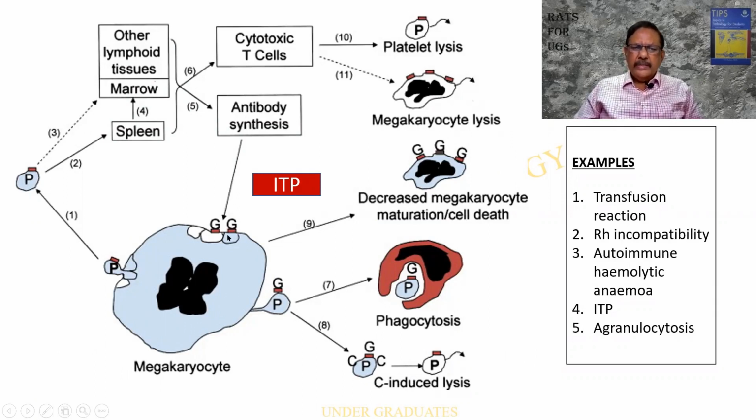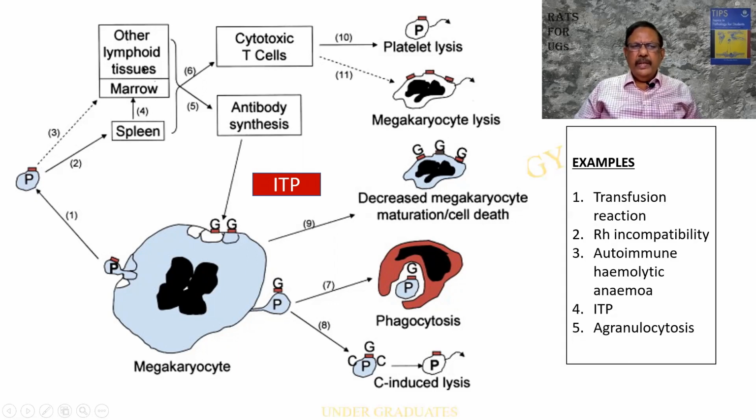This large cell is a megakaryocyte. From the megakaryocyte, fragmentation will produce the platelets. So this is the platelet being produced and this is the platelet. And because of that, you find there will be some things getting attached to the surface of the platelets, which will be activating the spleen or the other lymphoid tissues.